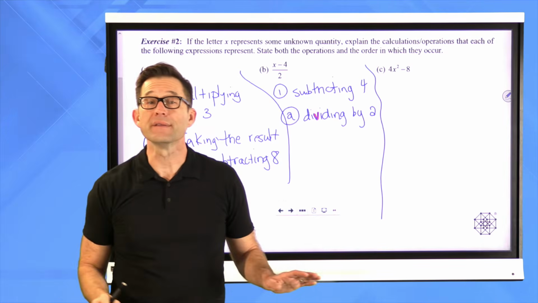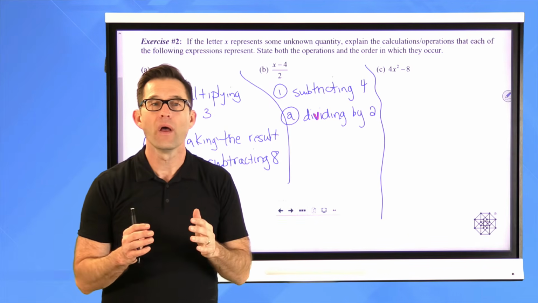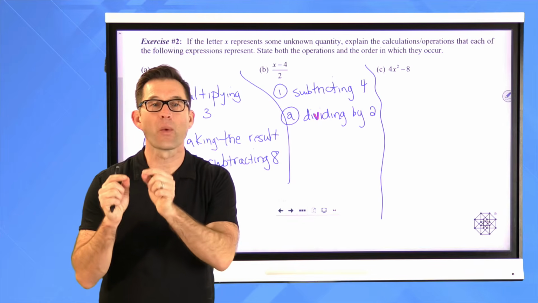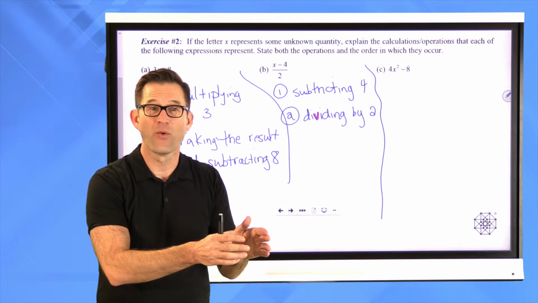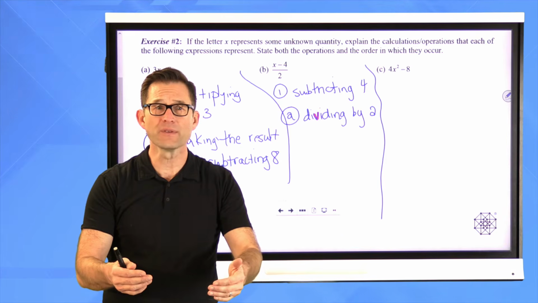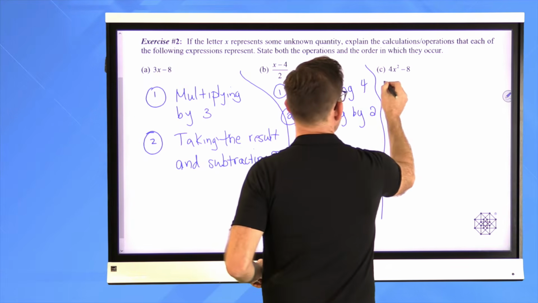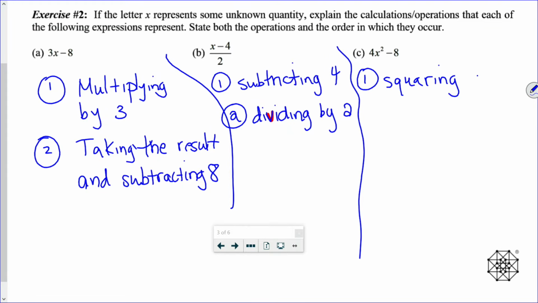Now letter C, again, it's important when we look at 4 times x squared minus 8, right? We have to know that the first thing that's happening is we're squaring that x, right? We're multiplying it by itself. Then we're doing the multiplication by 4, and then we're subtracting 8, right? So these 3 different steps. The first one being we are squaring x, then we're multiplying by 4, and then we are subtracting 8.